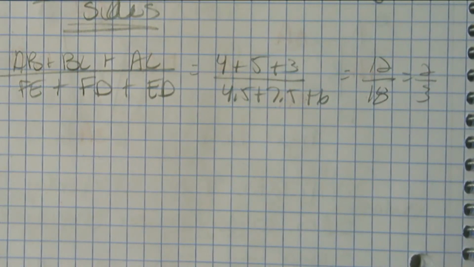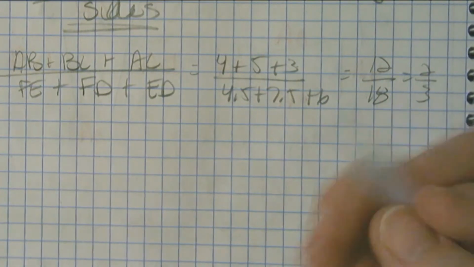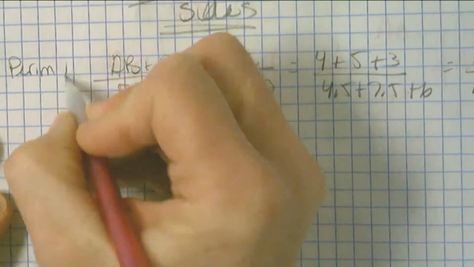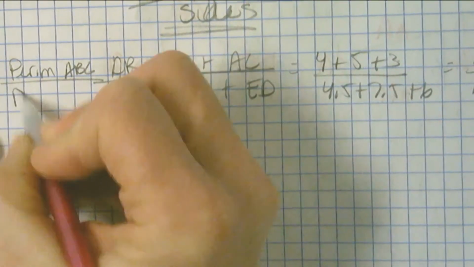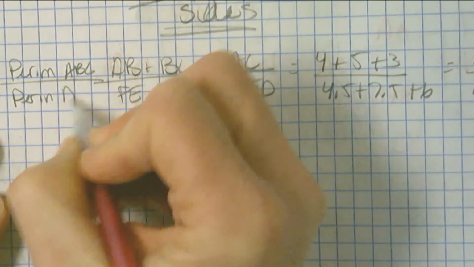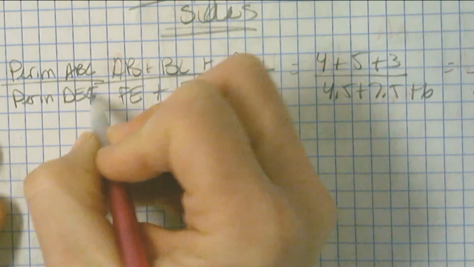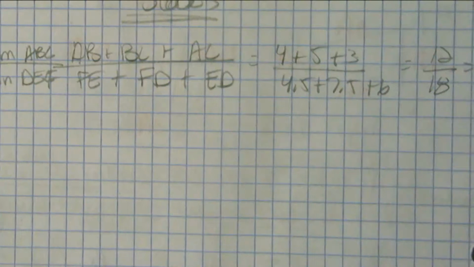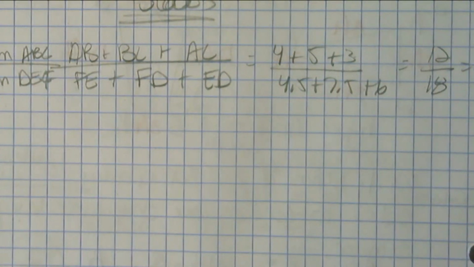Why do you think? I want you guys just thinking. There might not be an exact answer I'm looking for, but I want you guys thinking. Why does it make sense that the ratios, so what she did is she did the perimeter of ABCD over the perimeter of DEF. Why does it make sense that the ratios of the perimeters is the same thing as the ratios of the corresponding sides? Alex?